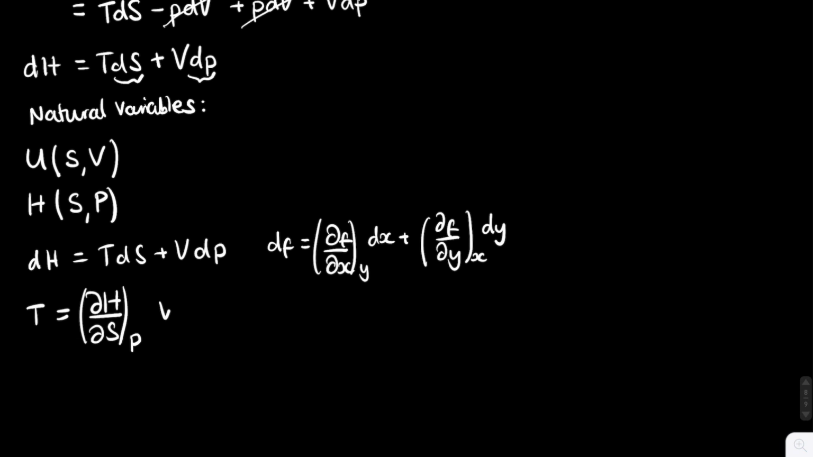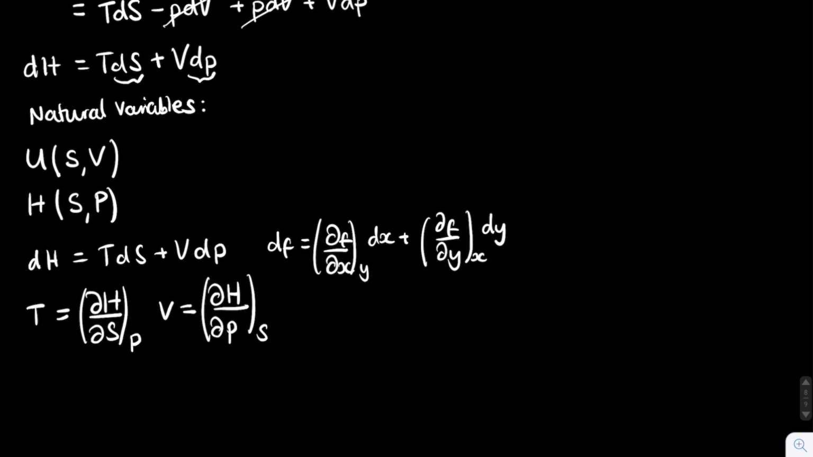And I can also do a similar thing with volume. I can simply take the partial differential of enthalpy with respect to pressure, keeping the entropy constant, not the temperature. So V is the partial differential of H with respect to P, keeping the entropy constant.